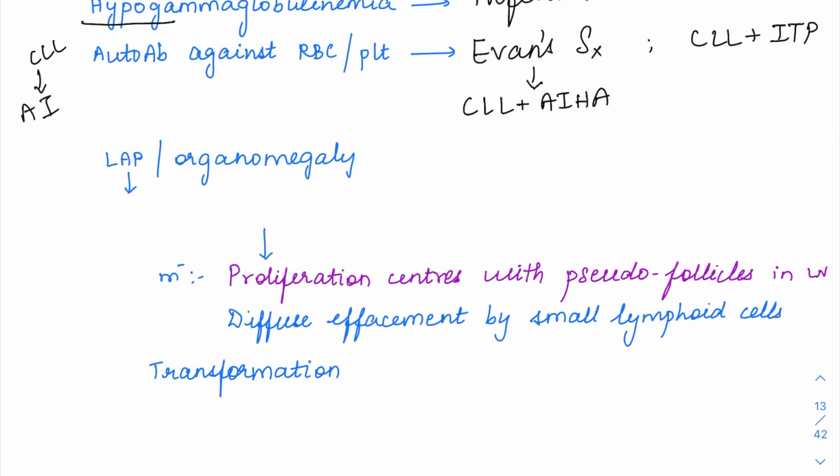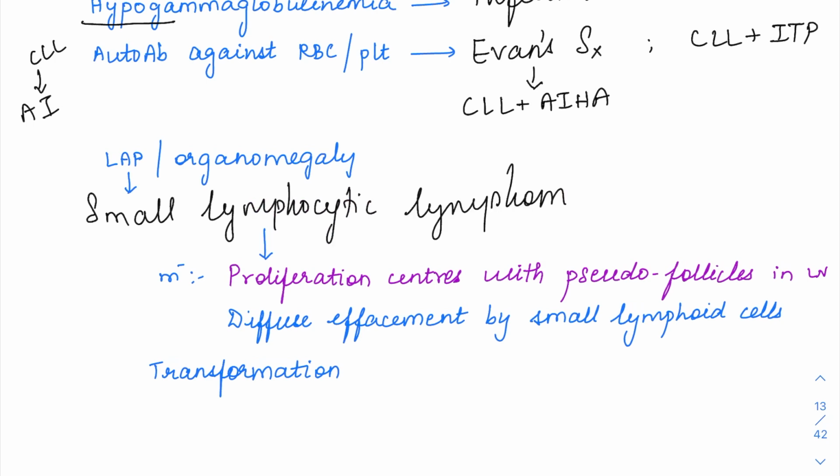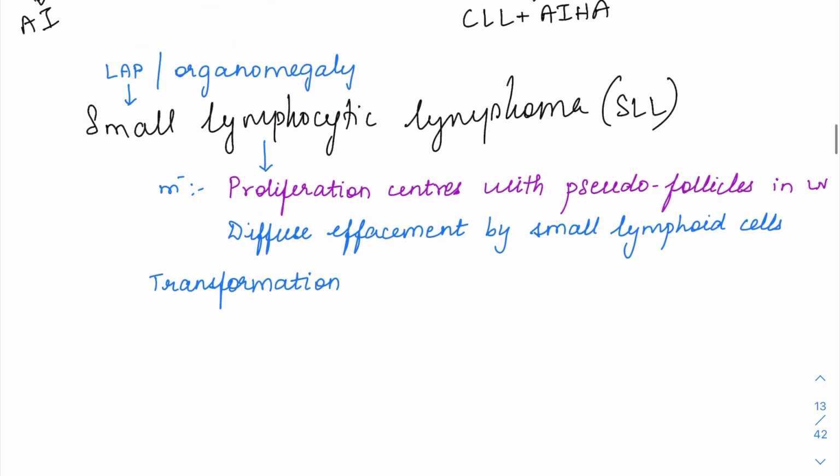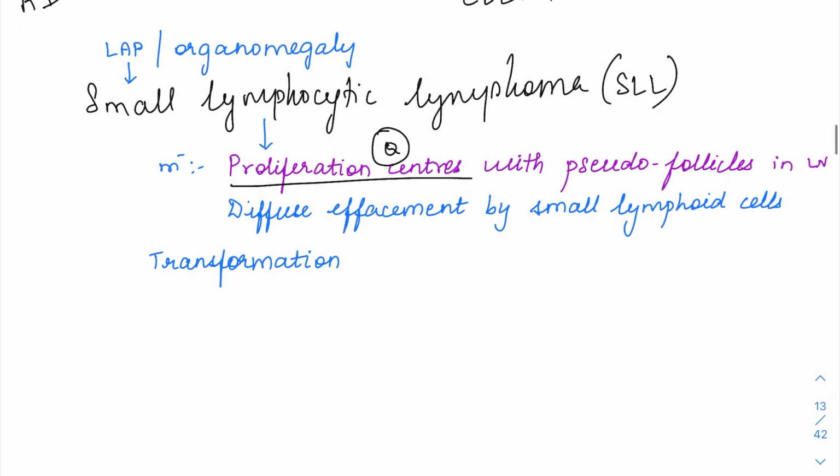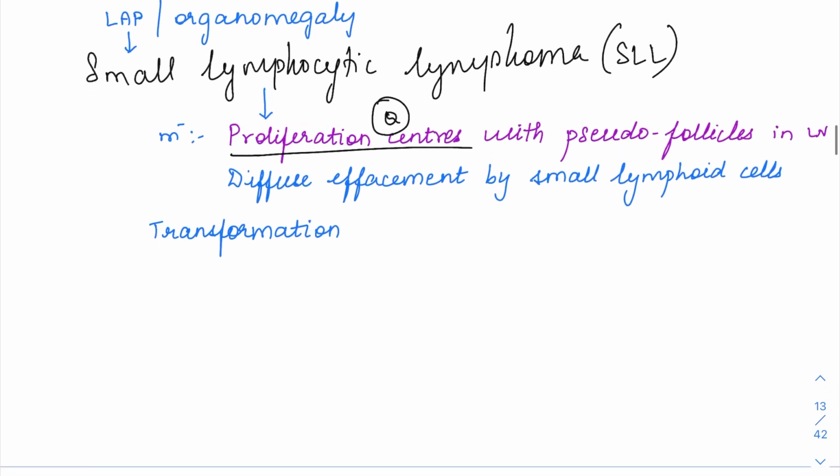So when they are involving the lymph nodes alone without the peripheral blood involvement, only the lymph nodes are going to be involved by this pathology. It is going to be given the name small lymphocytic lymphoma. So CLL was small lymphocytic leukemia, while SLL is small lymphocytic lymphoma because it is involving the lymph node. In microscopy, SLL is going to have characteristic proliferation centers. Proliferation centers with the formation of pseudofollicles is characteristic for CLL. In the lymph node, the architecture is going to be effaced, completely replaced by diffuse sheets of these small lymphocytic cells.